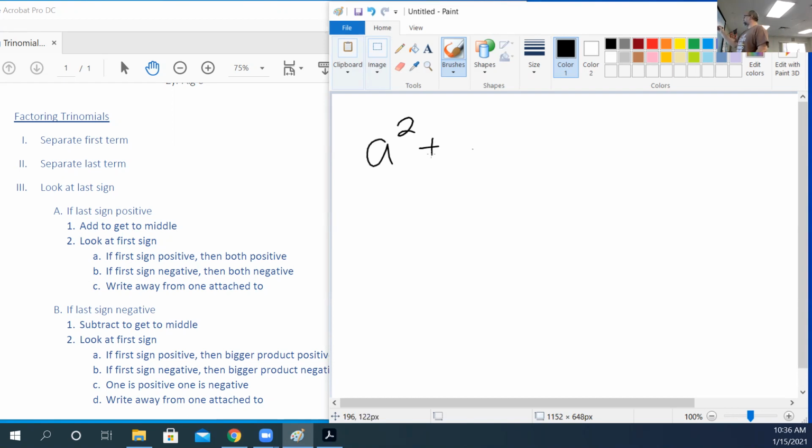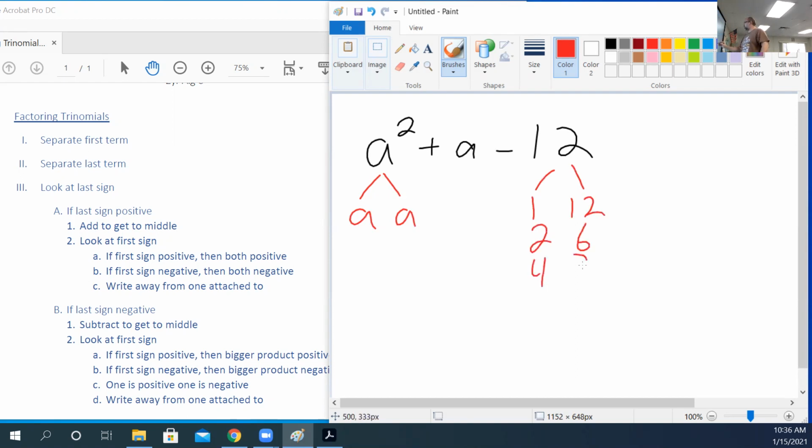A squared plus a minus 12. Okay, so remember the first thing we do, separate the first term, step 1. Step 2, separate last term, 1 and 12, 2 and 6, 4 and 3. And then we see that the last sign is negative, so it puts us down in group B. So group B means that 1 is going to be negative, 1 is going to be positive, and we're going to be doing subtraction to get that middle term.